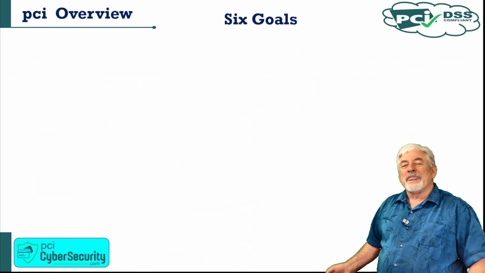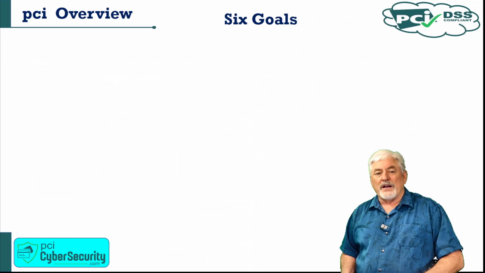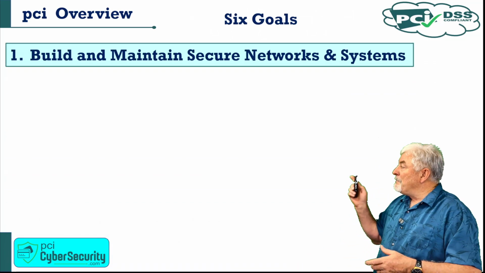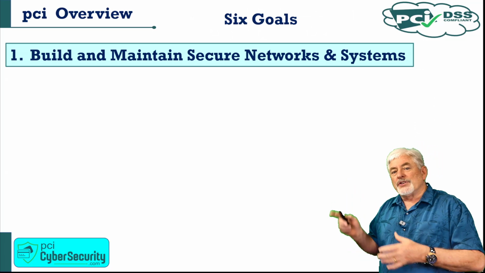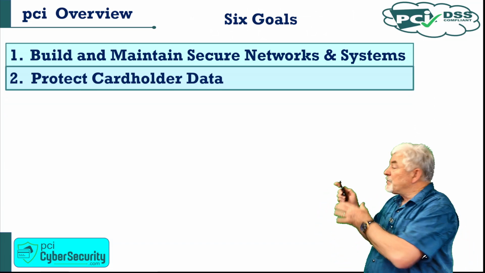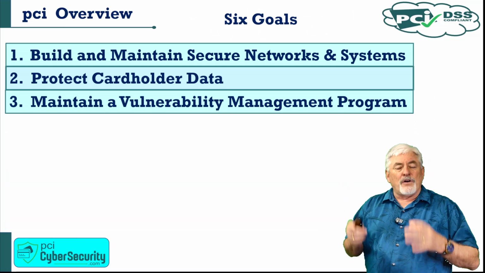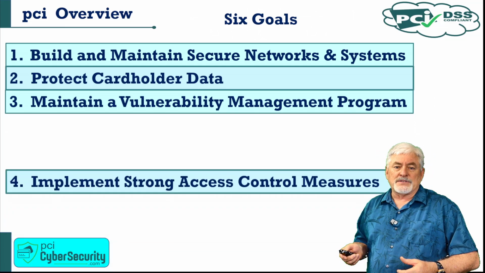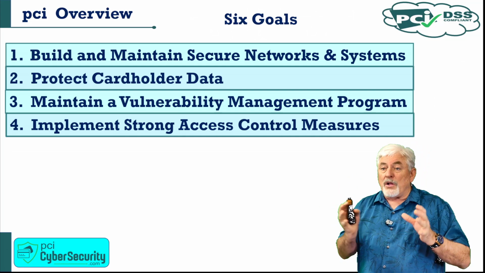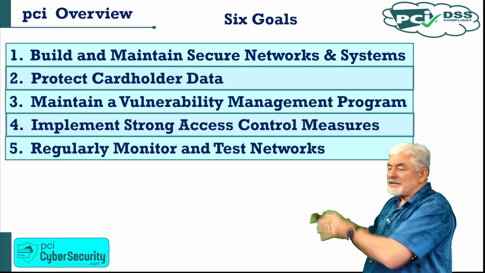All right. The PCI DSS framework has 6 goals and 12 requirements. Let's go through the 6 goals first. The first goal, build and maintain secure network systems. The second goal is to protect cardholder data. The third goal is to maintain vulnerability management programs. The fourth one is to implement strong access control measures: who can get at the data and who can't. We're going to go through all of these in depth, by the way.